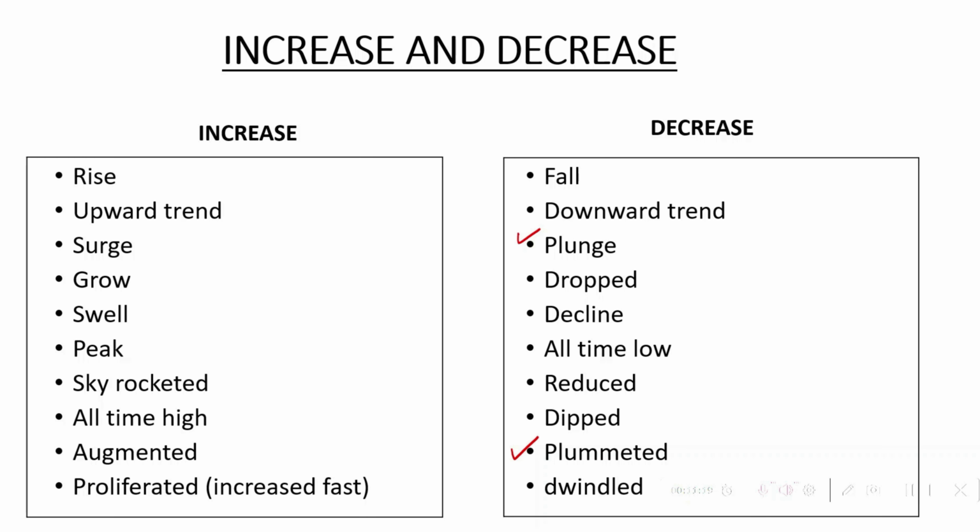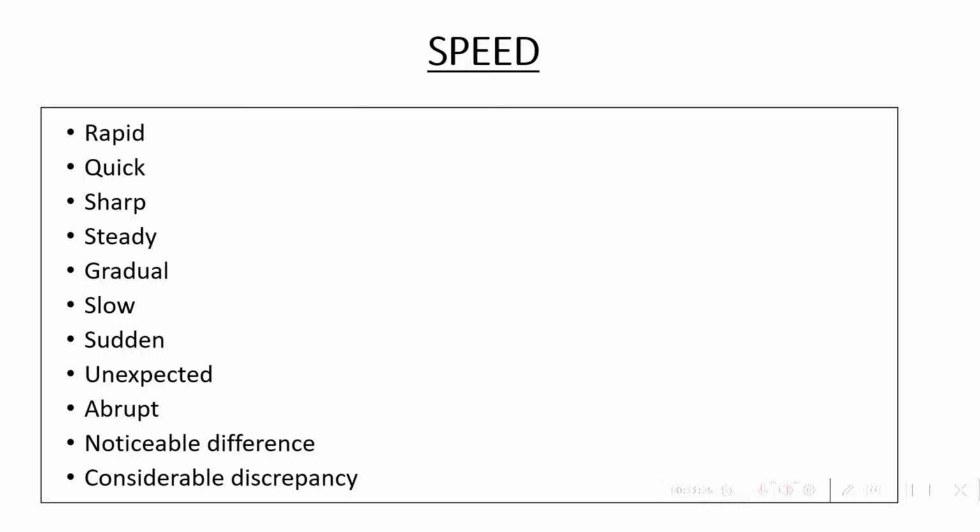Now you want to show speed. So there was a rapid surge or quick. There was a sharp decline. There was a steady growth, or the surge was gradual, slow, sudden, unexpected, or abrupt. There was a noticeable difference, or you can write there was a considerable discrepancy. So considerable discrepancy is a large unexpected difference that is noted. So this was about speed.